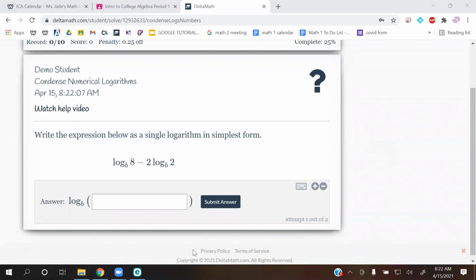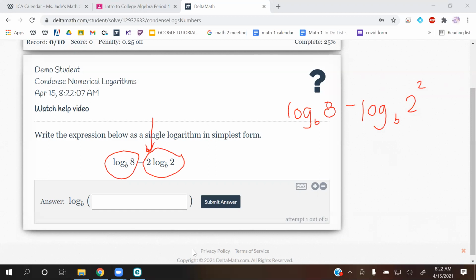So once again, let's first write the log base b of 8. Nothing to do with that yet. Log base b of 8. Then we have minus. Okay, so this one is 2 times log base b of 2. So this is log base b of 2 squared. Okay, so this 2 in the front became the exponent over here, and so it's 2 squared. And let's actually write out what 2 squared is. So log base b of 8 minus log base b of 4, because 2 squared is just 4.